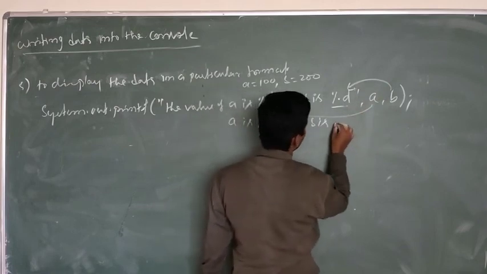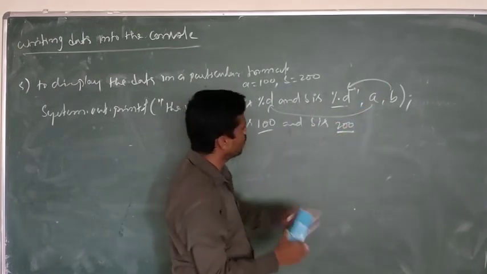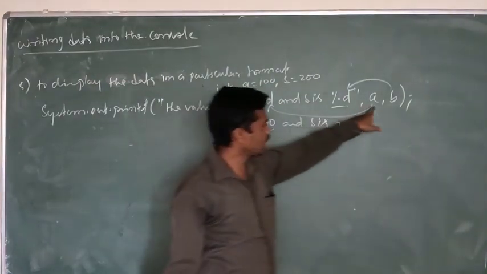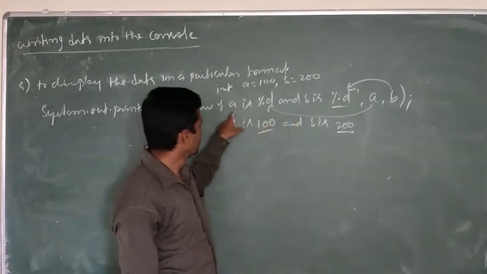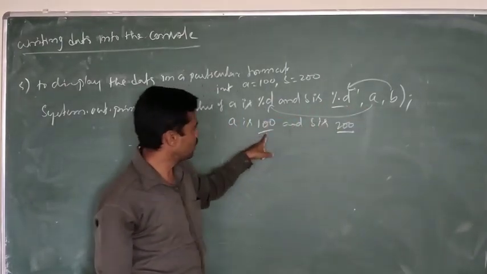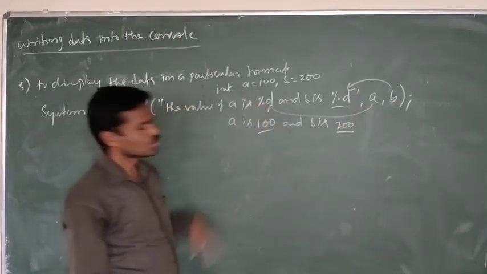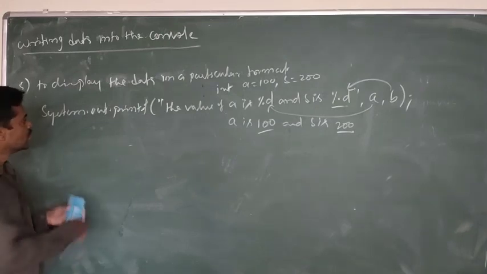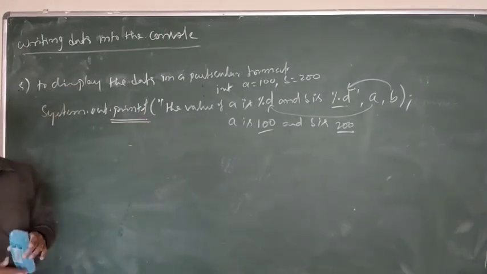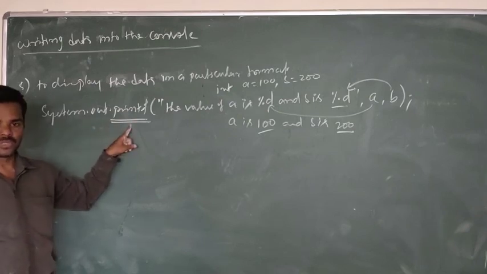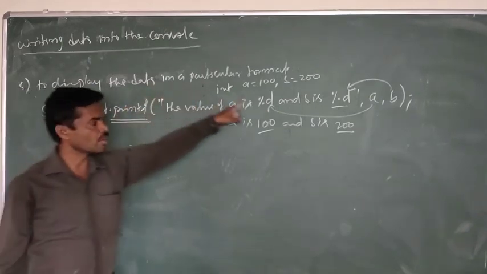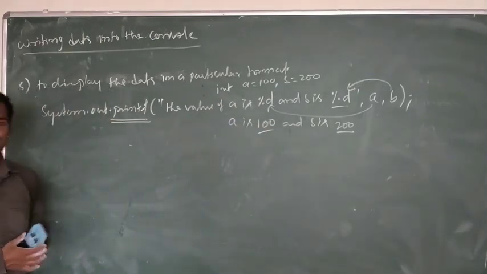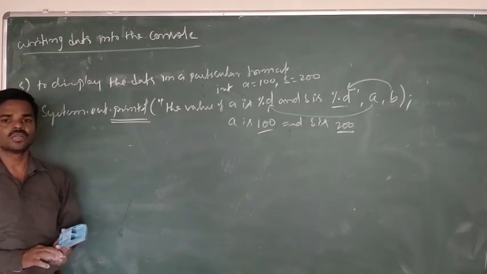So b is 200, because a and b are of integer type. What is the format specifier for integer? %d, so we are displaying the value of a in %d format and the value of b also in %d format. This is another way of displaying the output on the screen using the printf method. Java also supports the printf method to display data in a particular format using format specifiers. Understood? So these are the different ways of displaying the output on the screen.